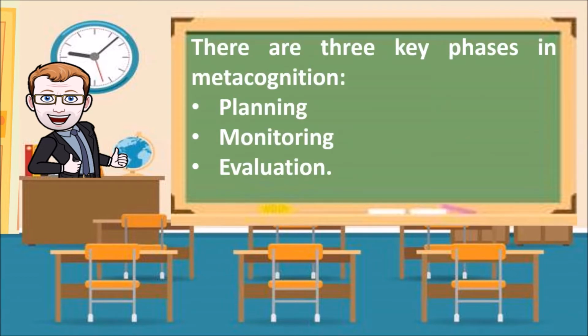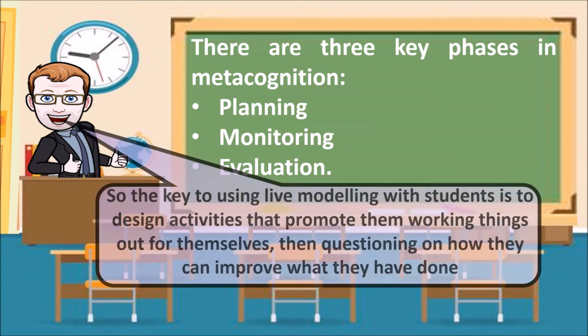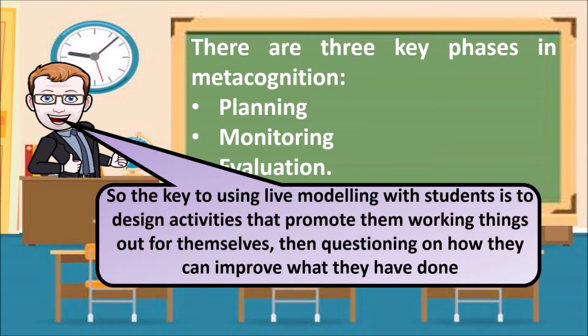So within all metacognition strategies, there are three key phases that we need to be aware of: planning, monitoring and evaluation. And it's always worth keeping that in the back of your mind as you're working through any of these strategies. The key to using live modelling with students is to design activities that promote them working things out for themselves, then questioning how they can improve what they have done and how they can work better in the future.